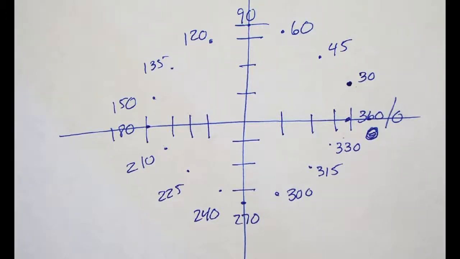Cosine of 480. Well, that's not on the circle. It's too big, so what do I do right away? Subtract 360. So this is really cosine of 120. And then it's just on this, so I'm going to 120, I'm going to the x-axis. That's going to be negative half.